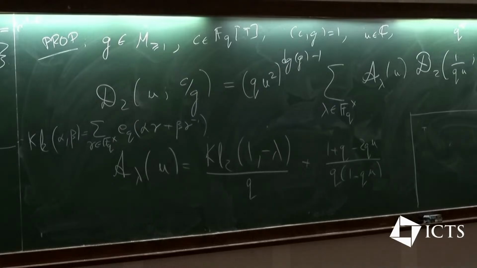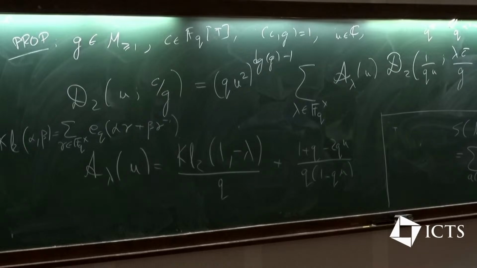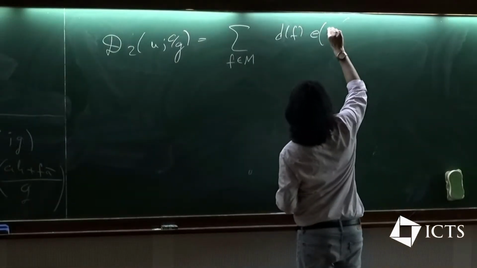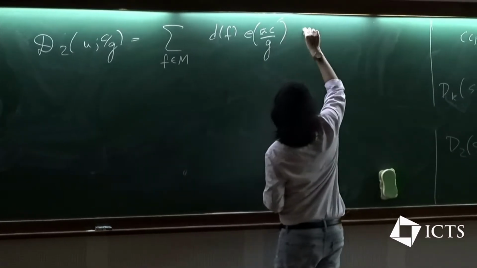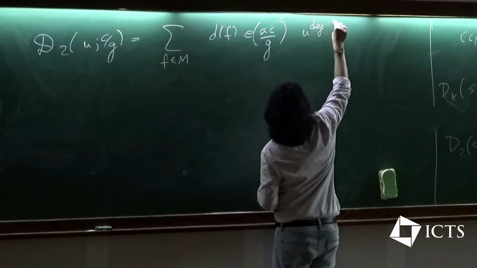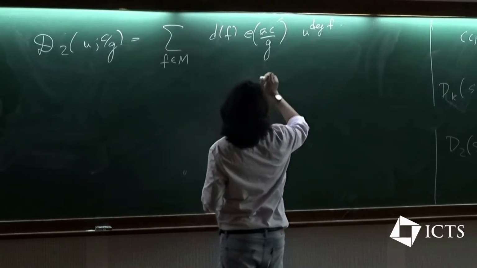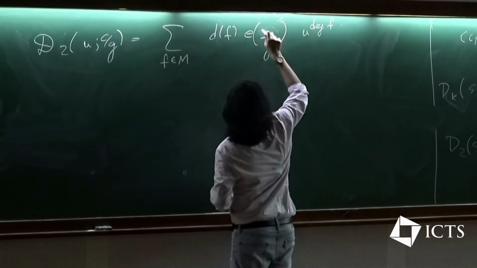So let me do that here. Let's start with the estimate function. What is this? By definition, it is the sum over monic f of the divisor function times an additive twist of CF over G, times u to the degree of f. Now you open this divisor function.